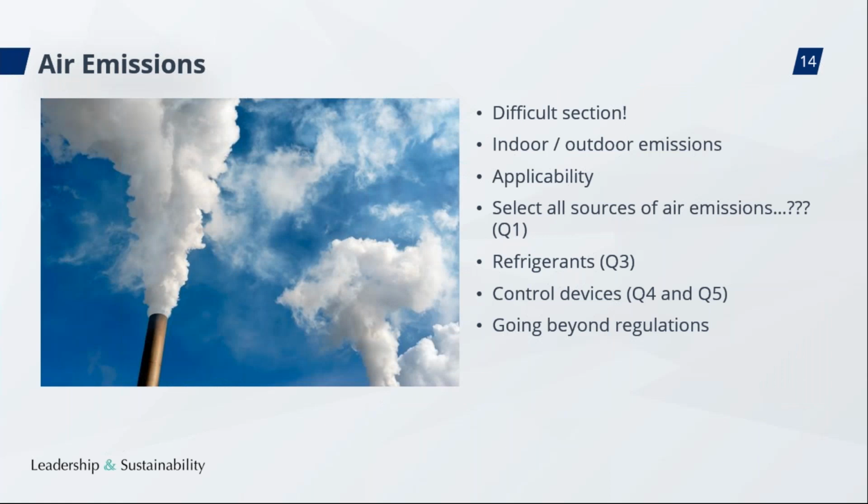Air emissions. Well, for those of you who have completed the self-assessment or the verification for the air emission sections, you may agree with me or you may not, but I think this is a really difficult section. There are applicability questions regarding production and other steps that produce air emissions. And the first question is, for example, select all sources of air emissions that are relevant to your facility's operations that are not regulated by a permit or for which your facility is not in compliance with its permit. So already the first question is a bit difficult to understand.